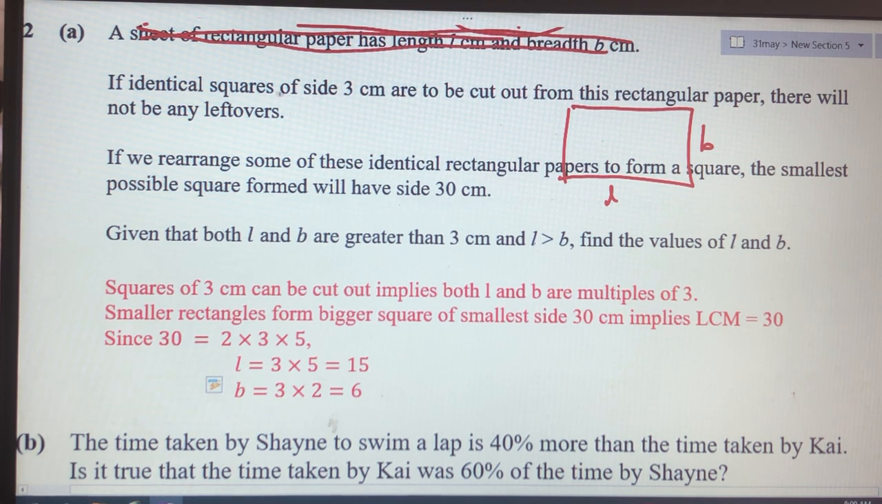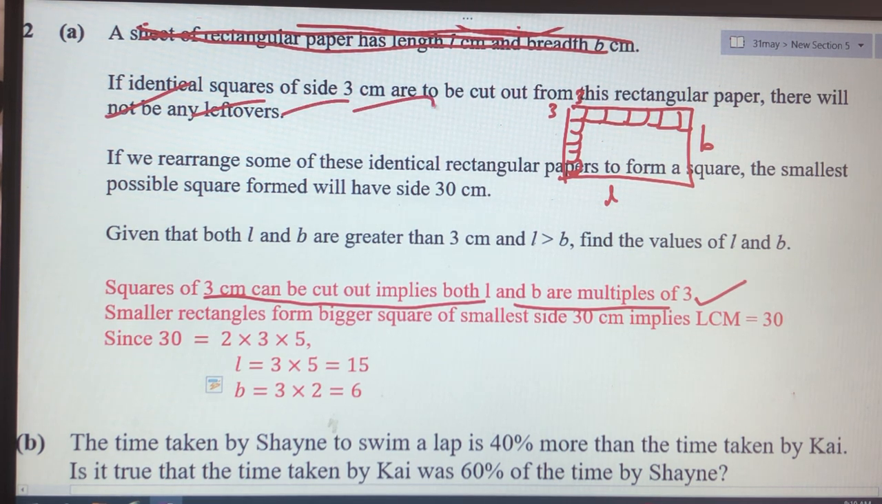Now, if identical squares of side 3 cm are cut from this, there will not be any leftover. That means I cut all the squares of 3 cm, this 3, right? Okay, there's no leftover. It means that this length and this breadth, they are all multiples of 3. Written here already. So L, okay, multiples of 3.